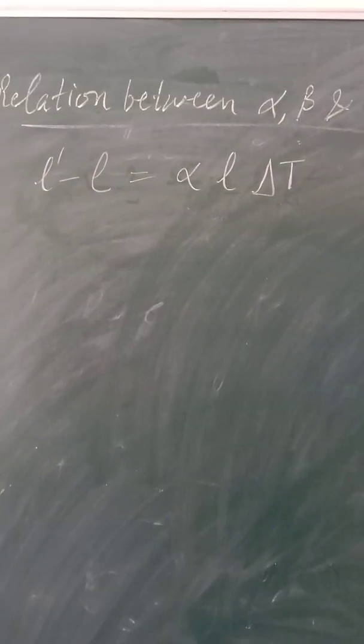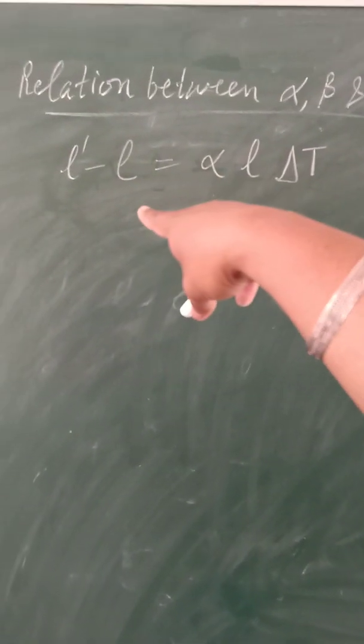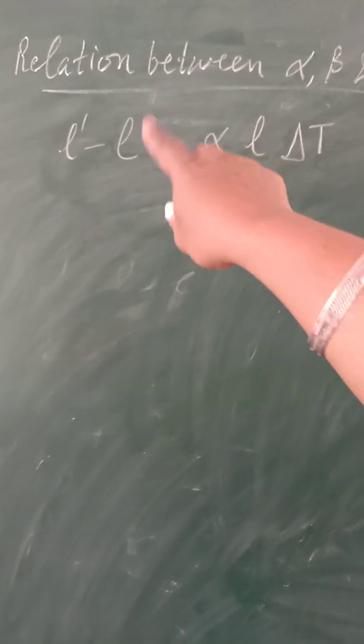Clear? So we start with, as we know, L dash minus L equals alpha L delta T. We derived this equation. On the left hand side there is a minus L. When we take this to the right hand side, it becomes plus L. So we have L dash equals L plus alpha L delta T.